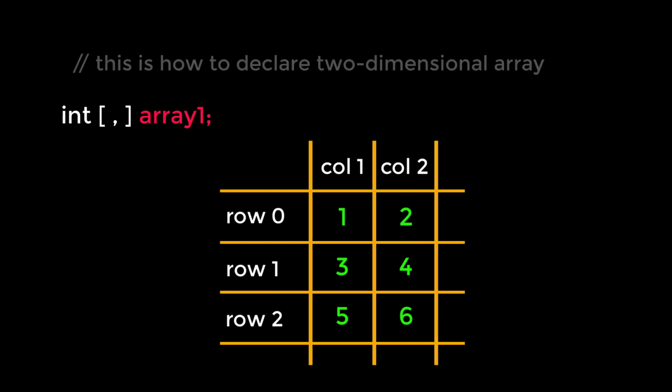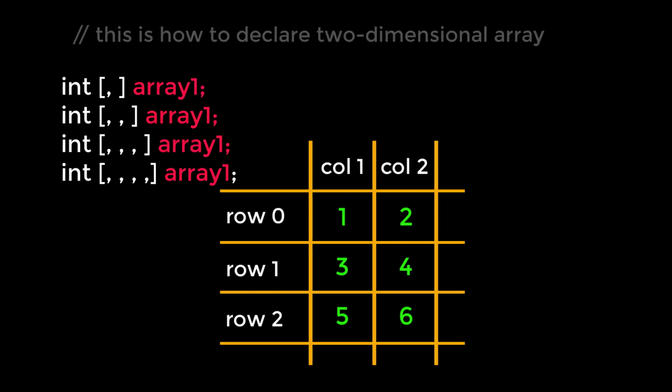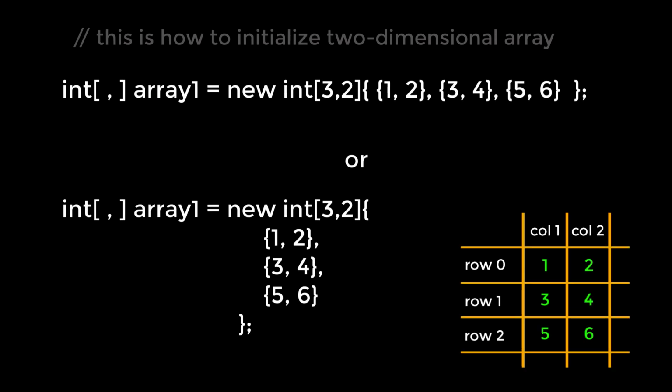So this is how to declare a two-dimensional array. You can declare as many dimensions as you want, 2, 3, 4, 5, 6 until 32 dimensions. So this is how to initialize a two-dimensional array. Let's have the new keyword and the data type int, and for example we have 3 rows and 2 columns. So let us put some values on it.